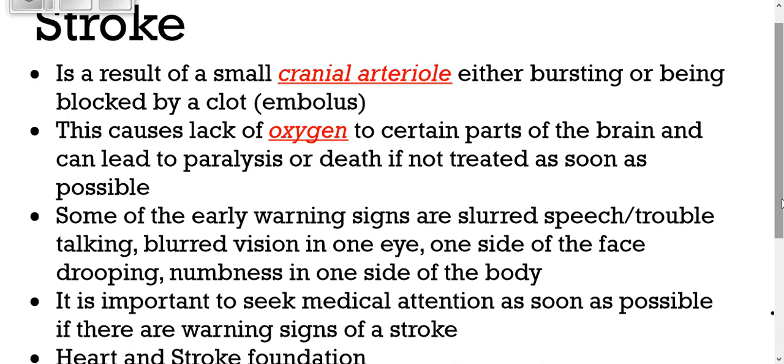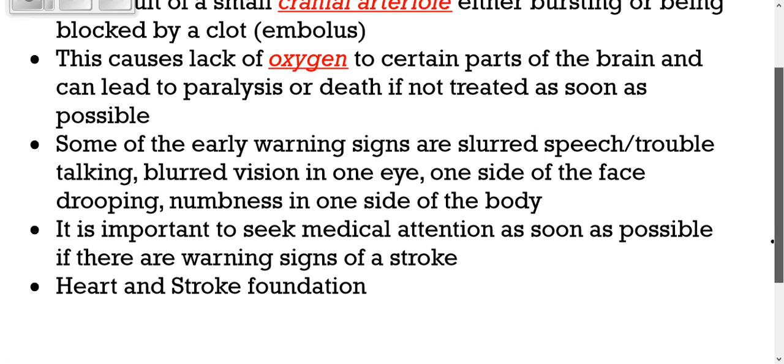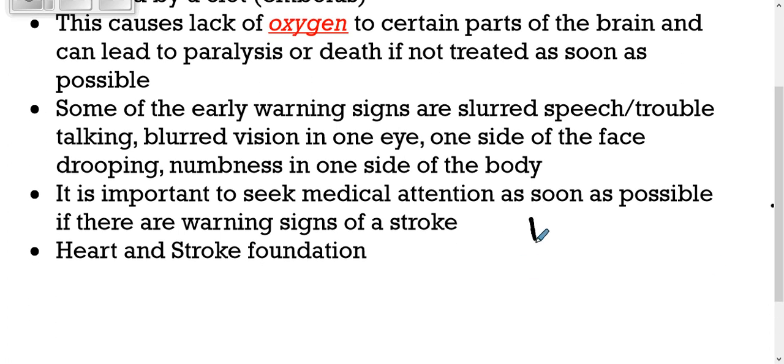The Heart and Stroke Foundation often talks about FAST. I think FAST is their acronym. So, Face kind of drooping. Arms, if you ask them to put both arms up at the same time, one will lag behind. Slurred speech, and I can't remember, trouble talking. I think talking is the last one for the T.